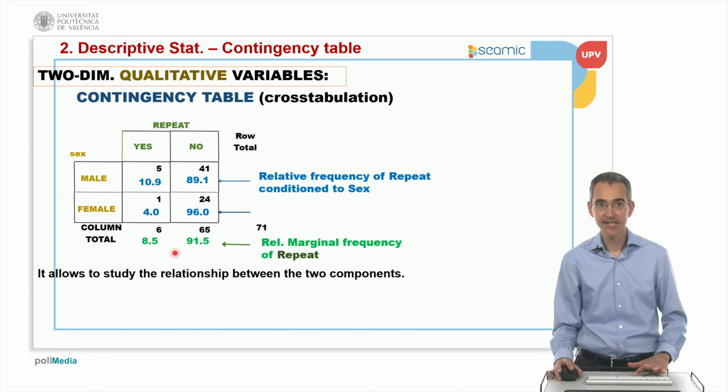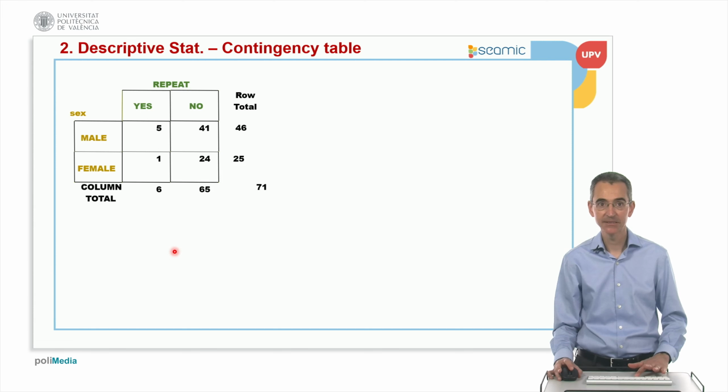Okay, so here this is the same table, but now in green I have the relative marginal frequency of sex, which means that in this example 64.8% of the students were men and 35.2% of students were women.